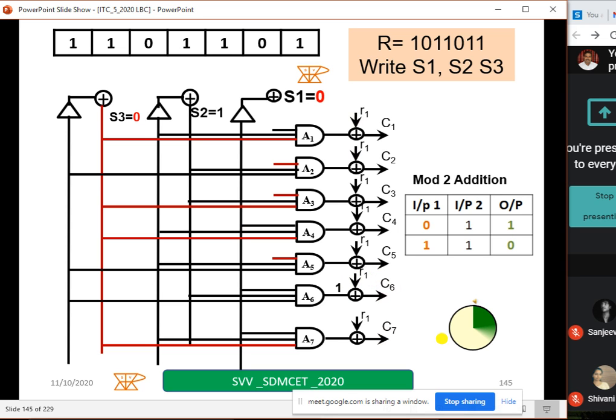Decoder means you have to draw the complete diagram like this. Syndrome calculation means you can draw only up to S1, S2, S3. This is very important. Try to understand. Take another 1 minute. Why only C6 changes? Why will C1, C2, C3, C4, C5, C7 not change?